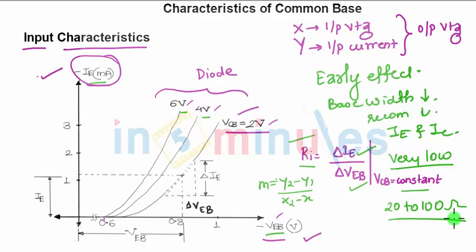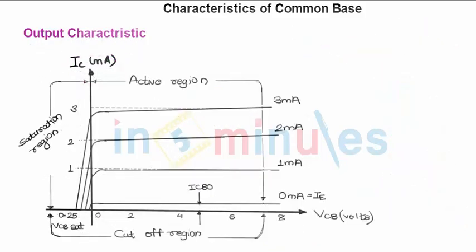Now coming to the output characteristics. In the output characteristics, what you can see is there are three regions of operation. You have active region, saturation region, and cut off region. Now we'll see each region of operation in detail.